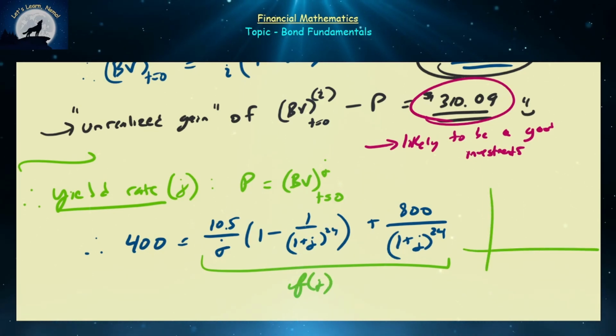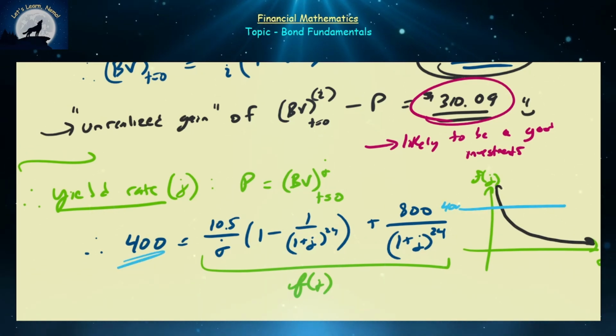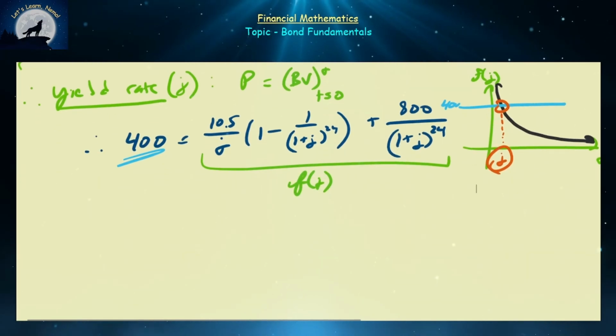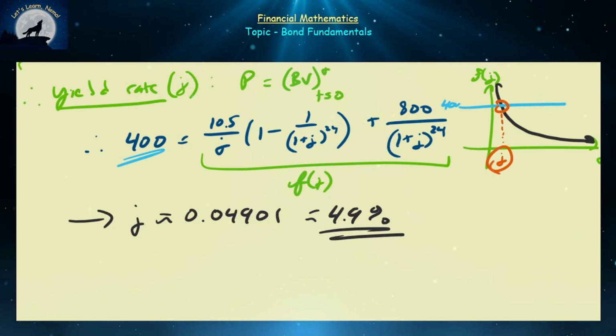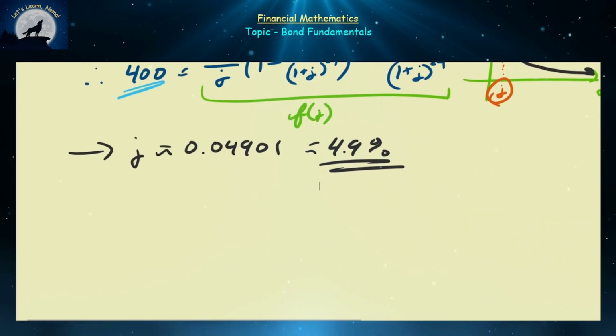One thing you can do is define this right-hand side to be f of J. And you're going to see this curve will always be a decreasing curve, as described earlier. We need to set this equal to 400, and what we seek to find is this number J that we desire. Using graphical analytical methods or some other fancy calculus tricks you may know, one can find that J will be approximately 0.04901, or approximately 4.9%. Obviously the larger that yield rate is, the better it is for us in terms of its purchase.